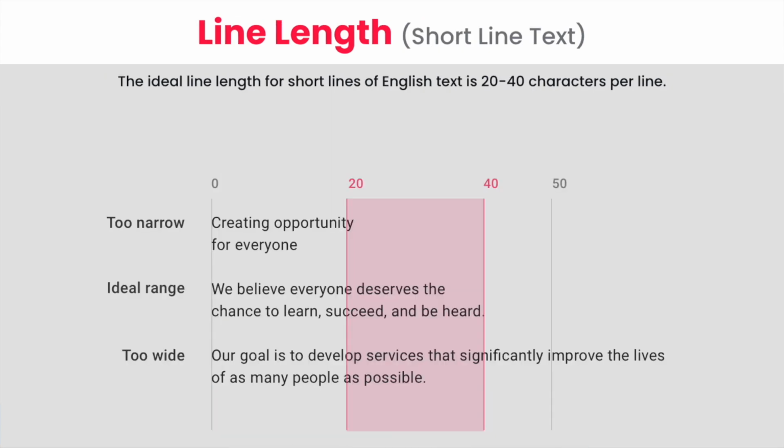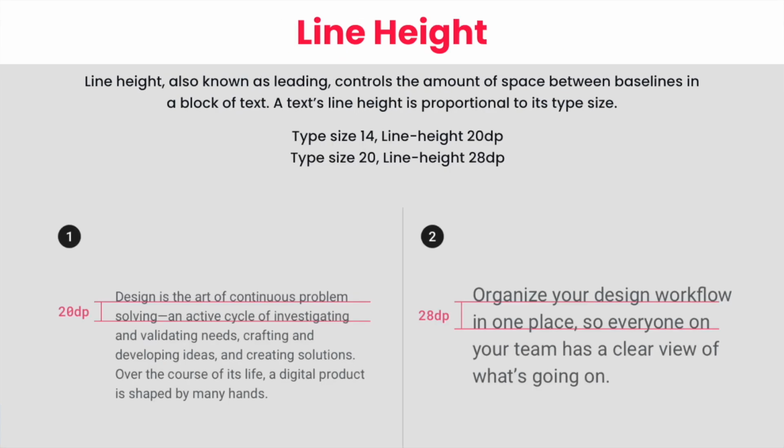Line length for short content. If you are writing short content that will come in only 1 to 2 lines, then use 20 to 40 characters per line. Line height. If your font size is 14 pixels, then your line height can be 20 pixels. Or if your font size is 20 pixels, then you can keep its line height at 28 pixels. We mainly use more line height so that it is easy for the user to read.